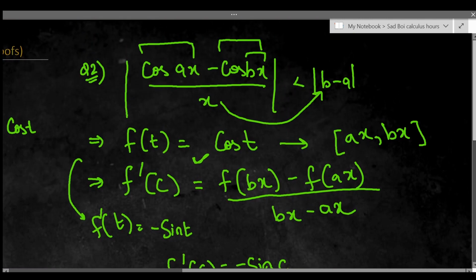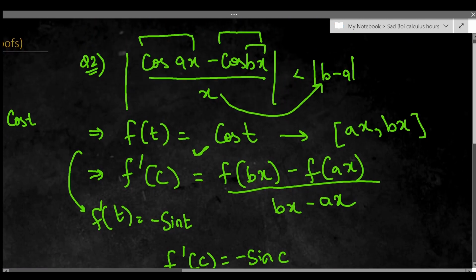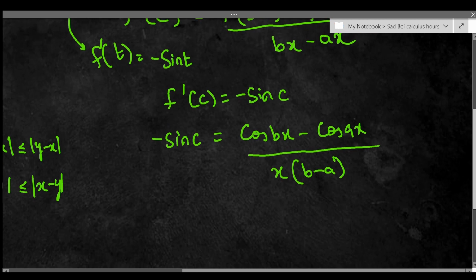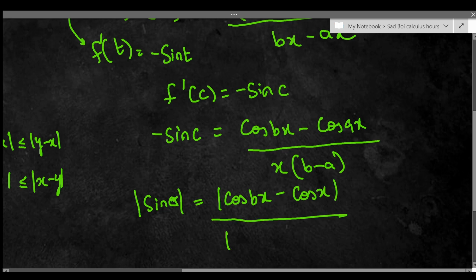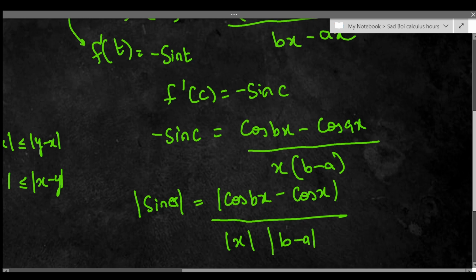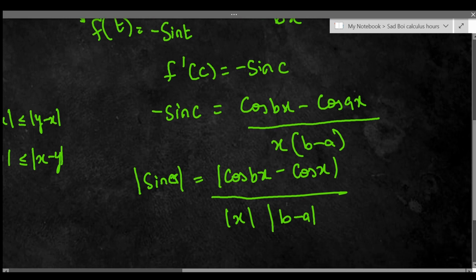Now let's go on to what we want to prove. What we want to prove has the modulo signs. We're going to take the modulo now. The modulo of negative sine c is going to be sine c. It's going to be equal to cos of bx minus cos of ax modulo over modulo of x times modulo b minus a. Now we know that sine c lies between 1 and negative 1.